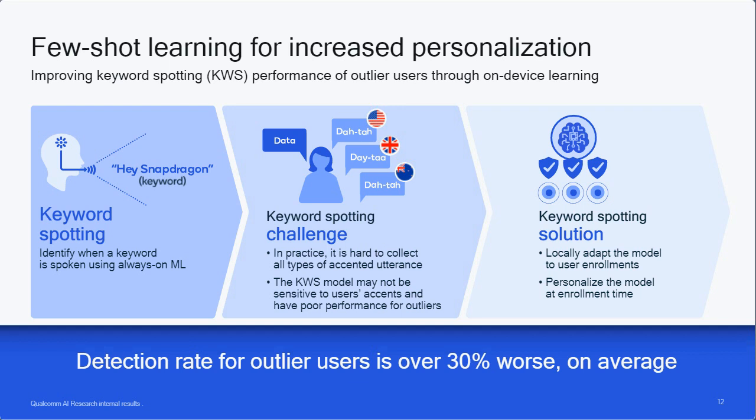Even the word "data," as you can imagine, among different English speakers could have very different accents. And so if the outlier accents are not captured in the training data set very well, then the performance may not be as good. So one way to address this with few-shot learning is to locally adapt the model to the user enrollments, and then we can personalize the model at enrollment time. It turns out that if we look at the detection rate for some of these outlier users where the accents are not quite captured well, they might even be 30% worse on average compared to the average.